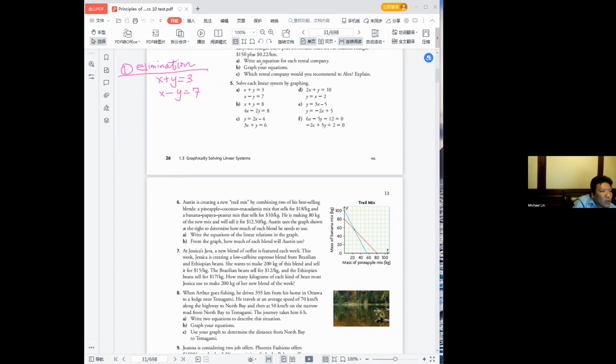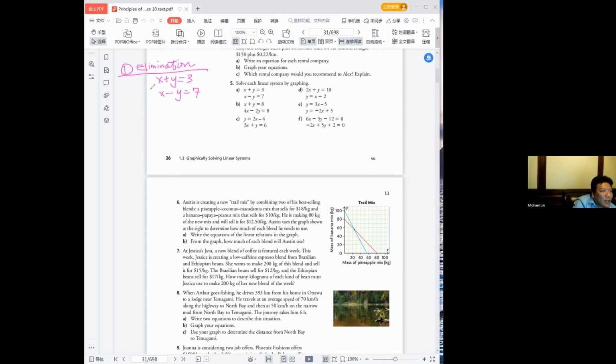Okay. When you want to use elimination, you basically want to choose one variable to eliminate. Doesn't matter which one you choose. And then you want to make sure that they have the same coefficients. The coefficient just means the number in front of the variable. Okay, so in this case, it doesn't really matter. We can eliminate either one. So let's suppose I want to eliminate the x's.